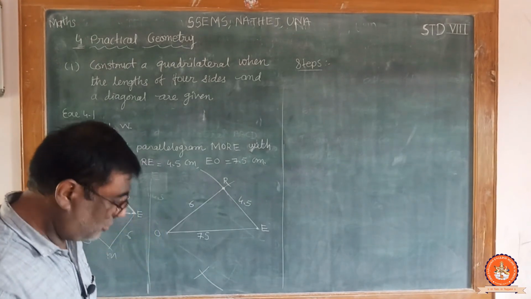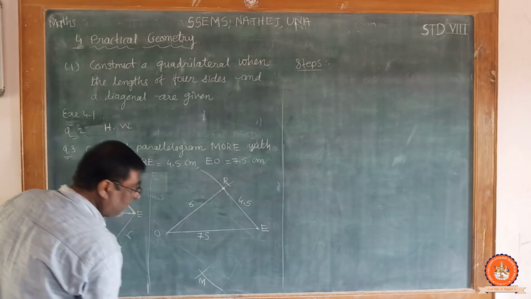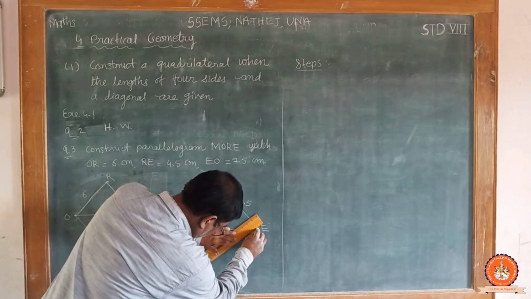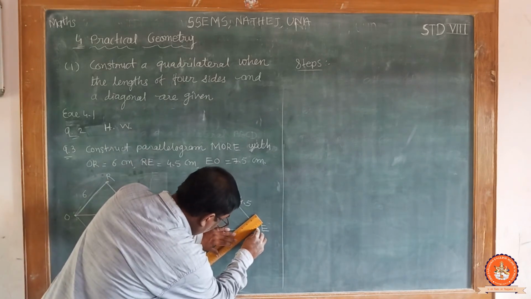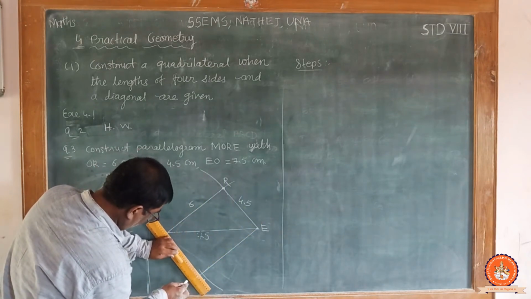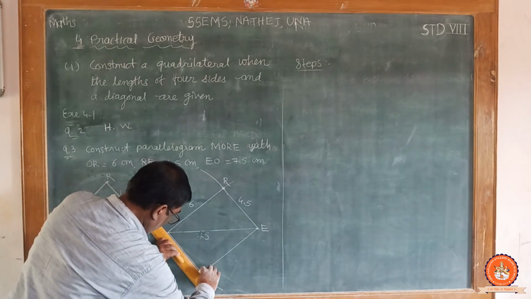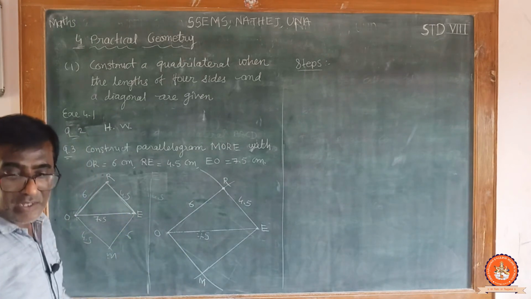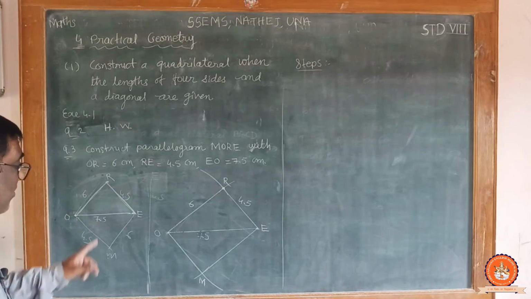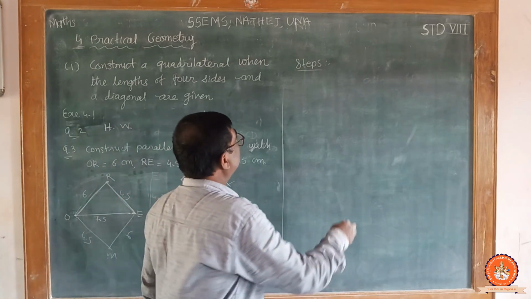Now we will join. Here is the point M. We'll join ME and OM. And this is how we can draw this parallelogram MORE.